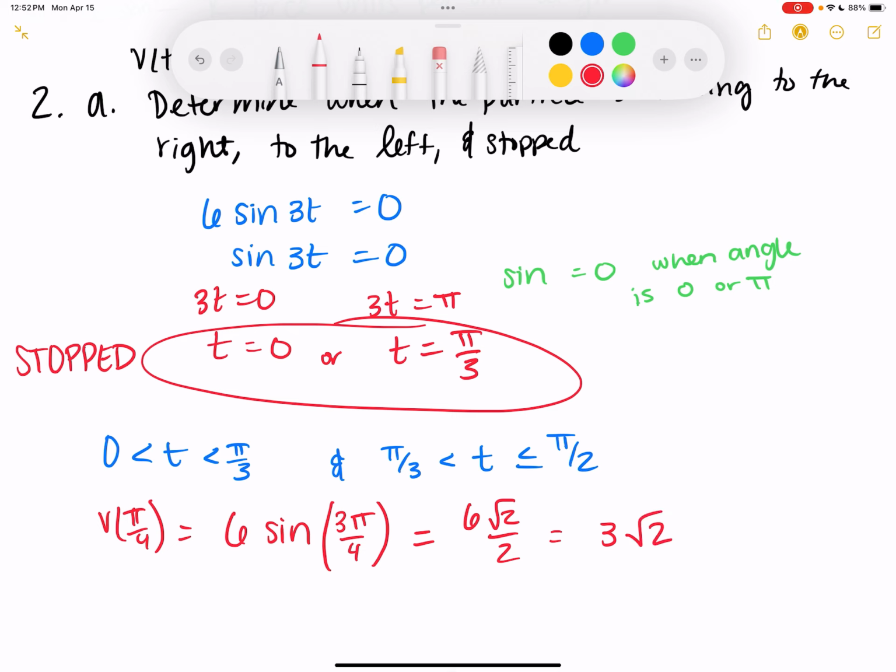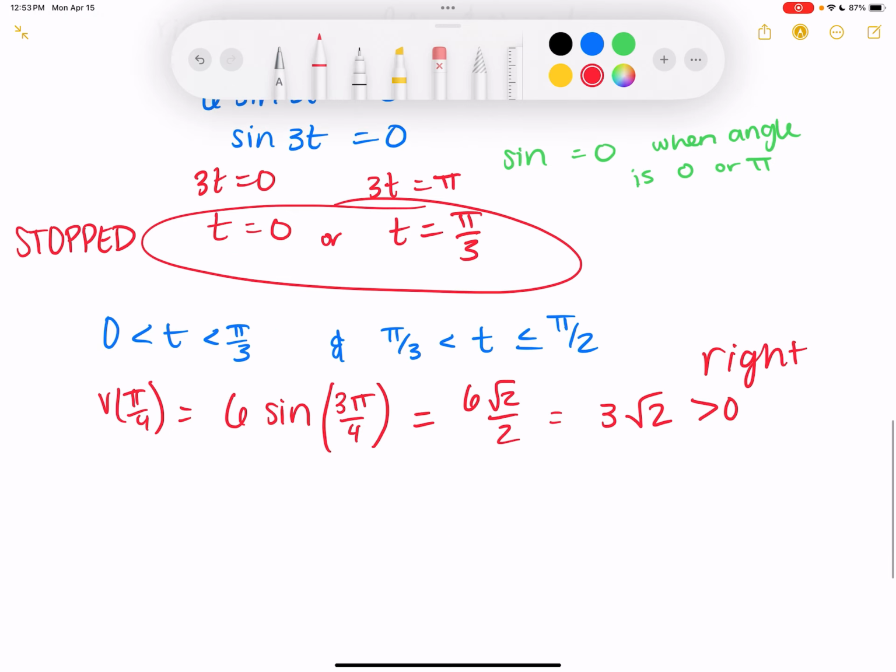Now, I just care about if this is positive or negative in terms of if it's moving right or left. So is this positive or negative? So which way is it moving? Right. So this is greater than 0, aka positive. So it is moving to the right on this interval. So technically, I'll summarize it up in a second, but just keep that handy.